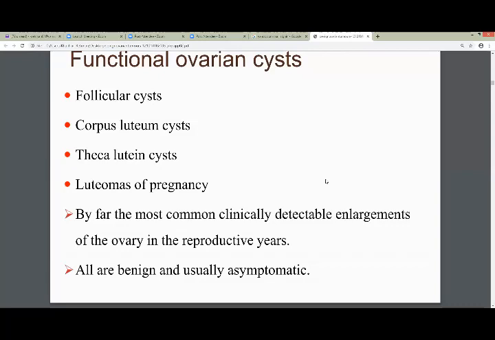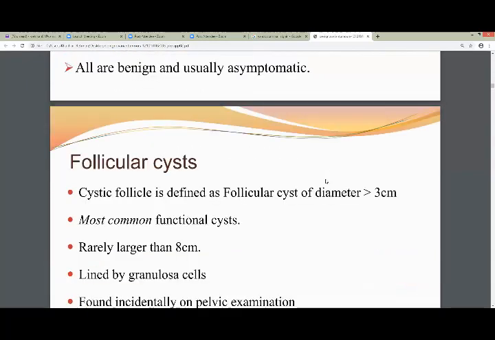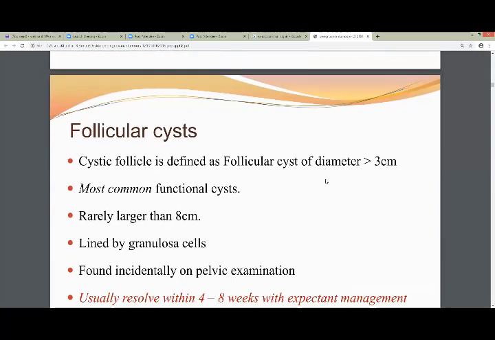They are all benign, usually asymptomatic, can present with a mild pain, and are mostly managed conservatively. So, the follicular cyst. A cystic follicle is defined as a follicular cyst of a diameter more than 3 centimeters, because up till 2 to 2.5 centimeters, a follicle is a normal follicle. A ripened or mature follicle can attain a size of about 2 to 2.5 centimeters. If the size increases more than 3 centimeters, then we are going to label the follicle as a follicular cyst.